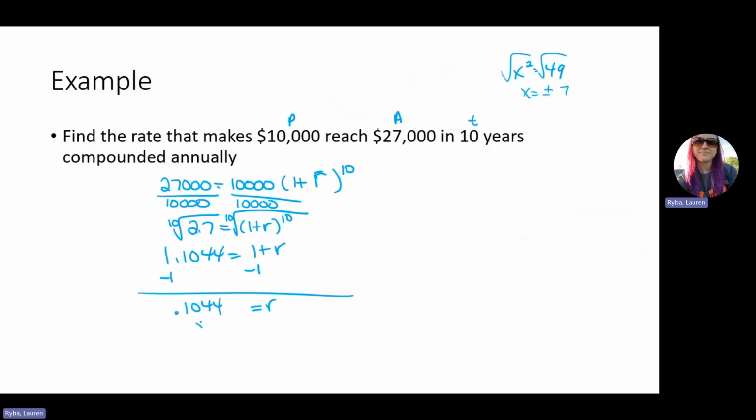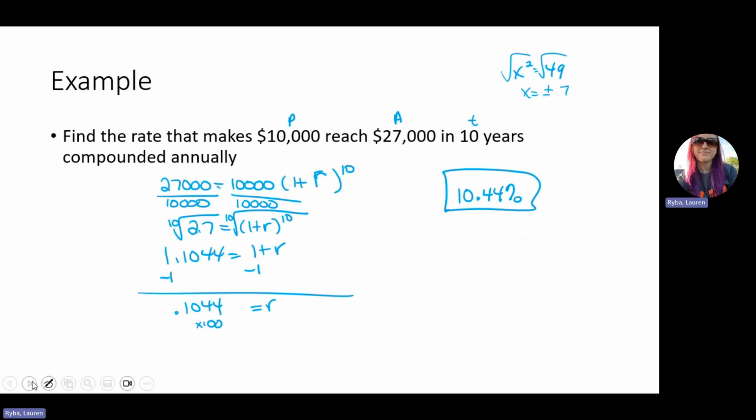That is, if I times by 100, 10.44% is the rate. So if this was to the 24th power, you would take the 24th root to undo that power.